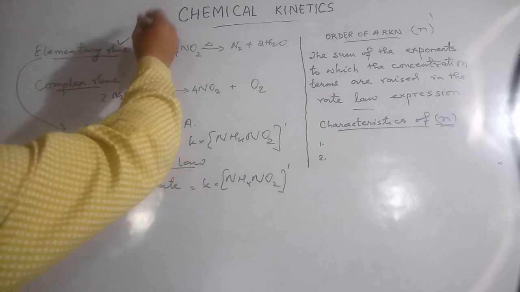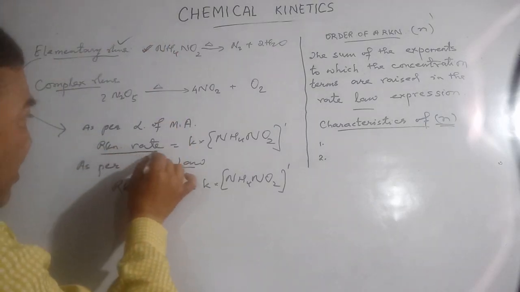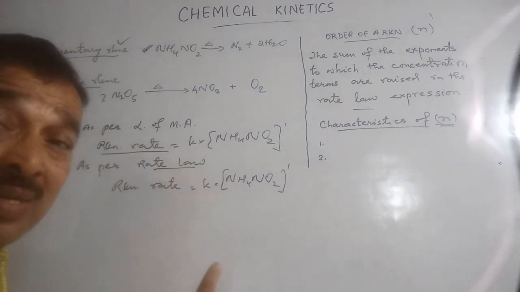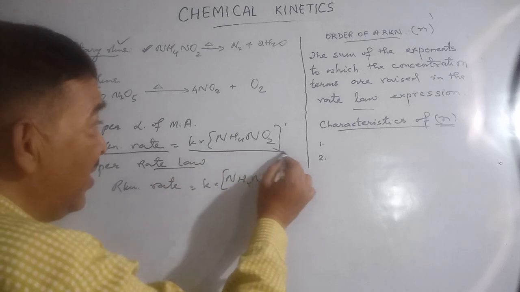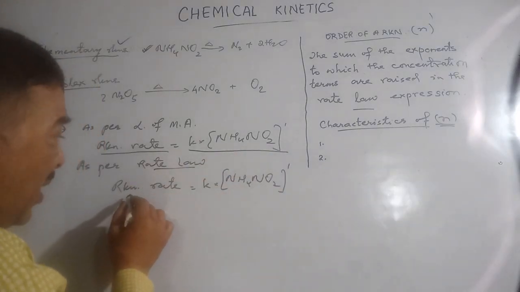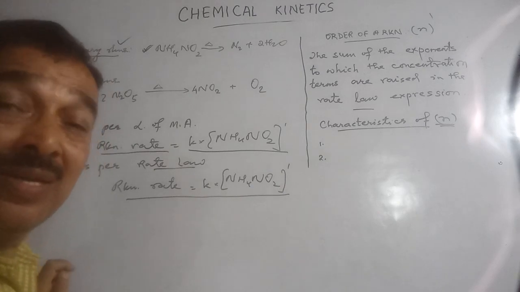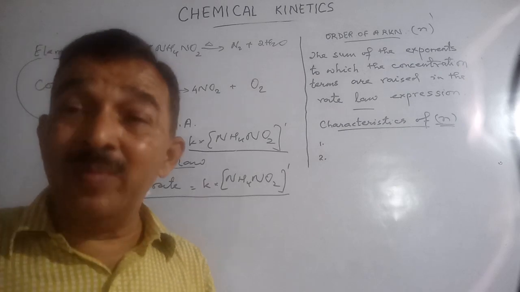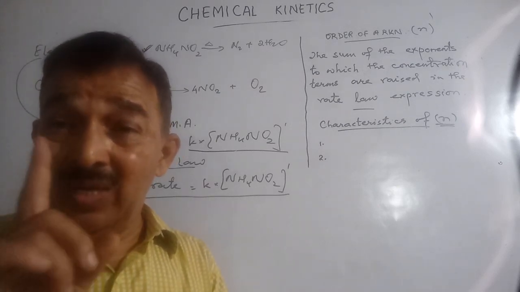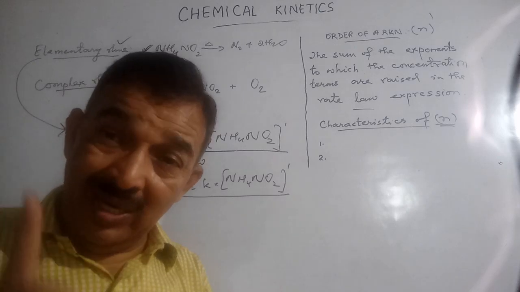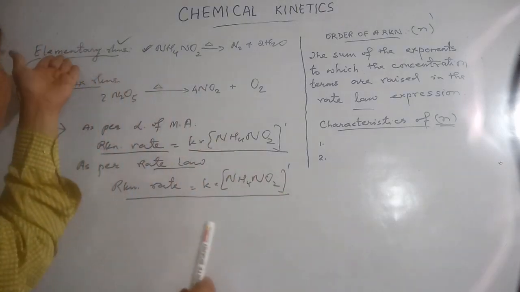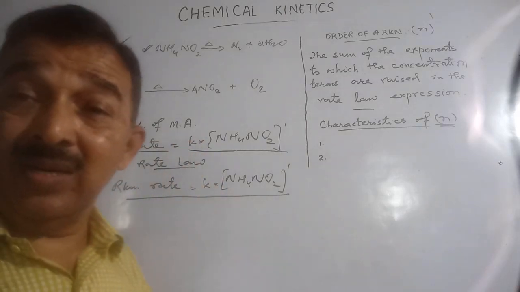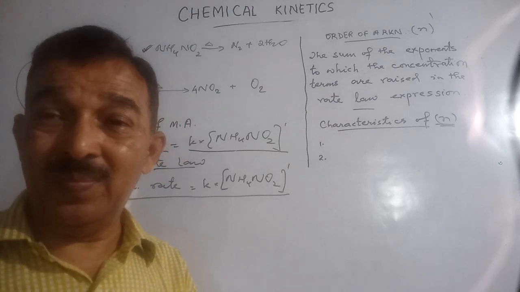So for an elementary reaction, we can see that the reaction rate as per the law of mass action, which is called the theoretical reaction rate, is given by this, and the experimental reaction rate is this. Are they the same? Yes, they are the same, because an elementary reaction takes place in one step. For an elementary reaction, the theoretical reaction rate and experimental reaction rate are both the same.